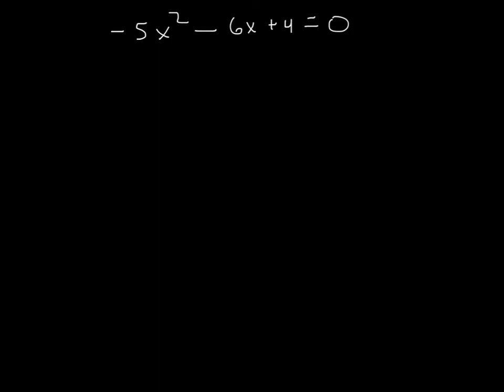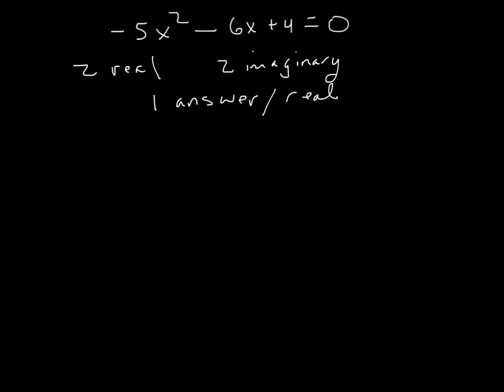But sometimes there's going to be two, we'll just call it two real answers. We could have two imaginary answers. Or we could have two answers that are the exact same answer. In that case, that's kind of like having one answer. Or we should say one real answer. Okay? These are the three things that can happen.